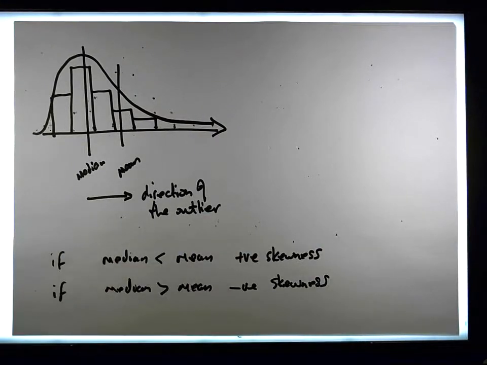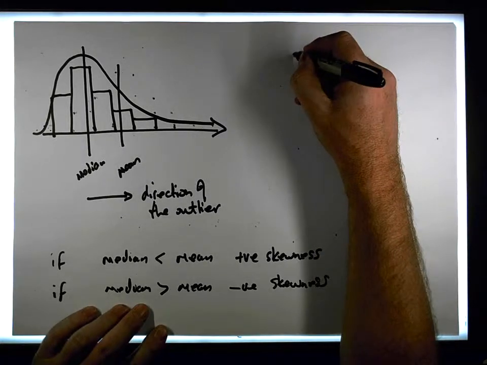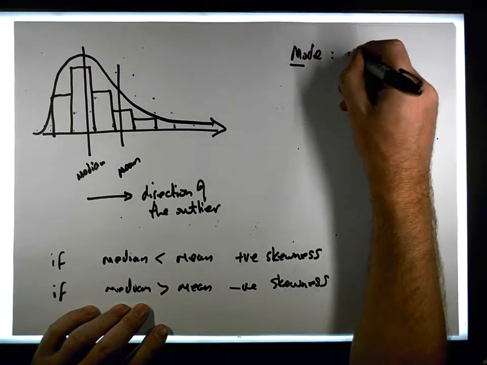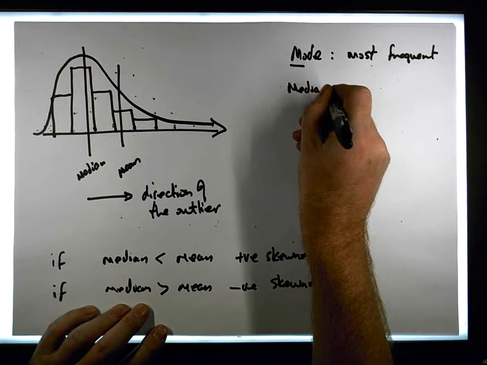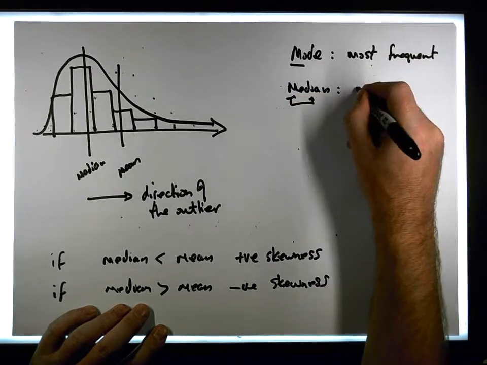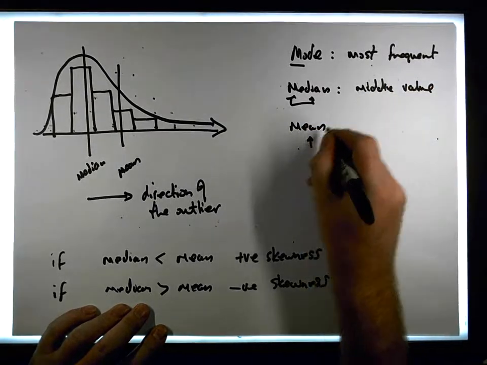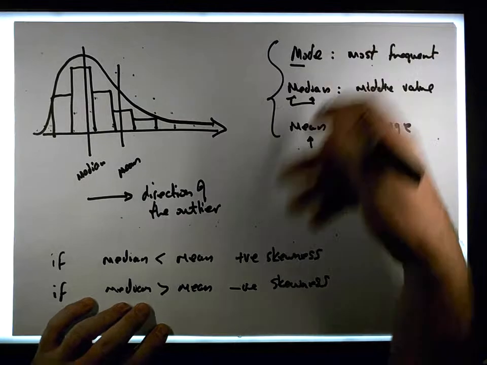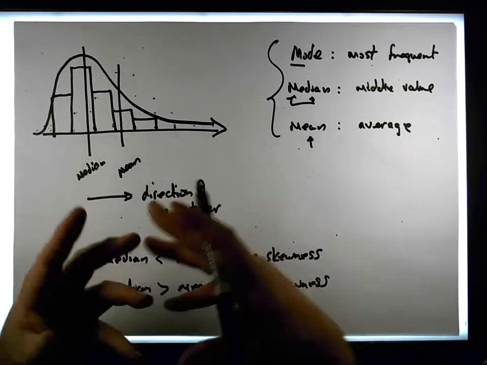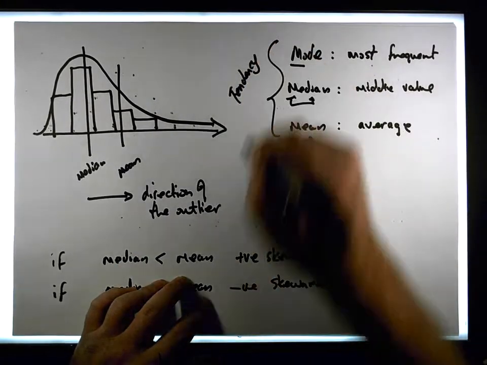So now what we've done is summarize our data by using what's known as our three measures of center: our mean, our median, our mode. The mode, MO, is the most frequent. The median, the M and the I being middle, is the middle value. And the mean, with the A, is the average. There are three ways to look at the data from a numerical perspective with respect to tendencies.